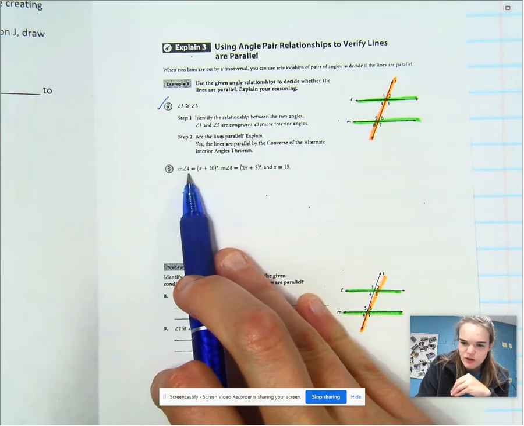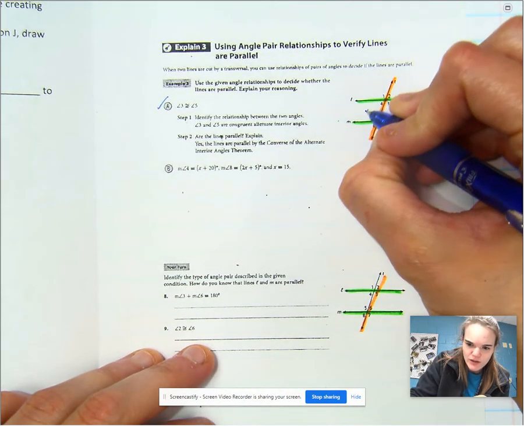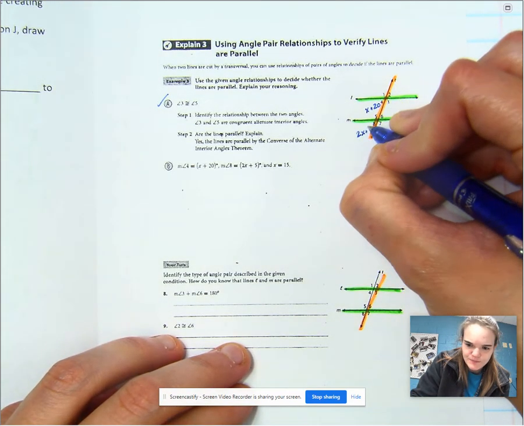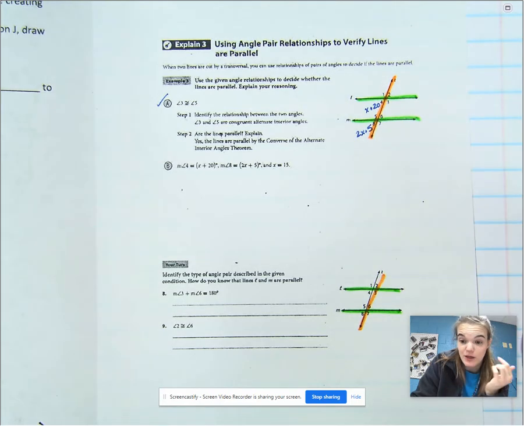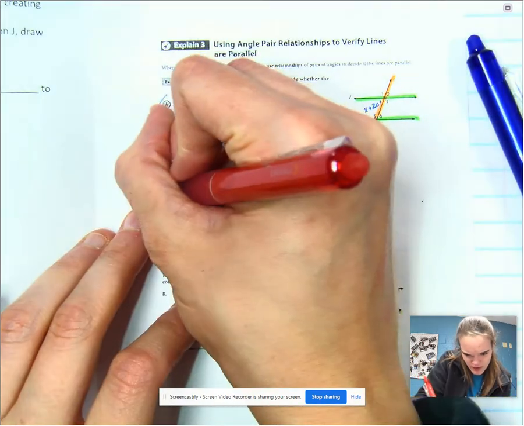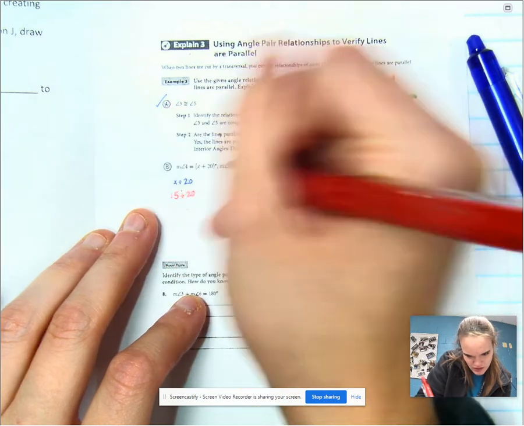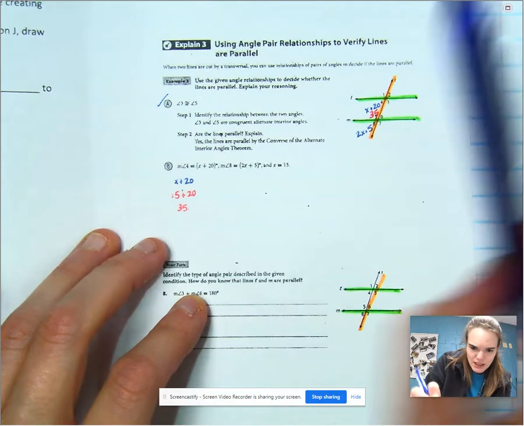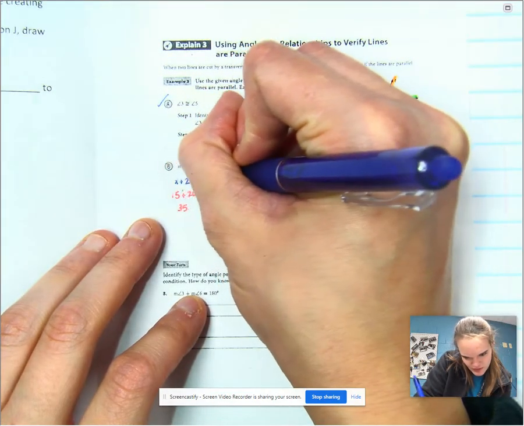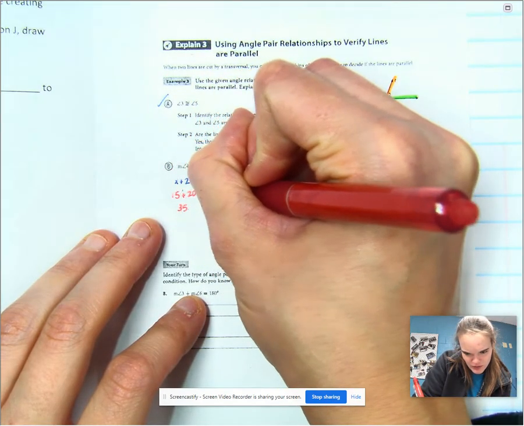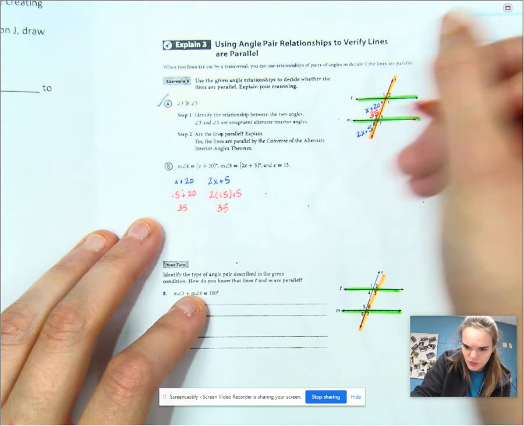Letter B says the measure of angle 4 right here is x plus 20. The measure of angle 8 is 2x plus 5. And x is 15. So we're going to have to plug in and make sure that actually works out, first of all. All right, so x plus 20, which is just 15 plus 20, is 35. So this is actually 35. Okay, and then 2x plus 5, 2 times 15 plus 5 is 30 plus 5, which is 35. So that does work out.